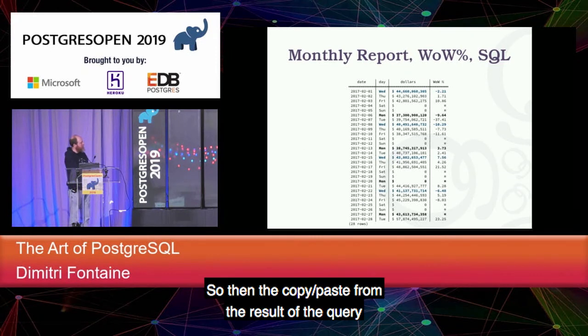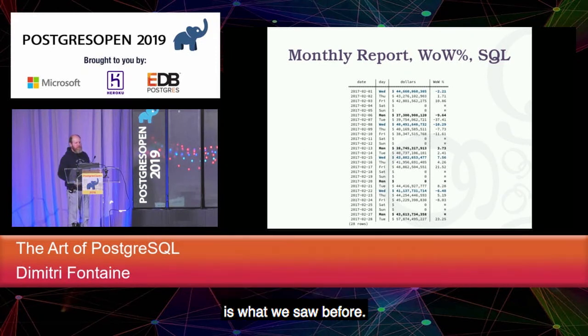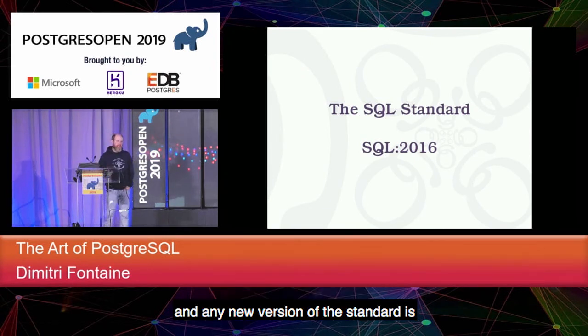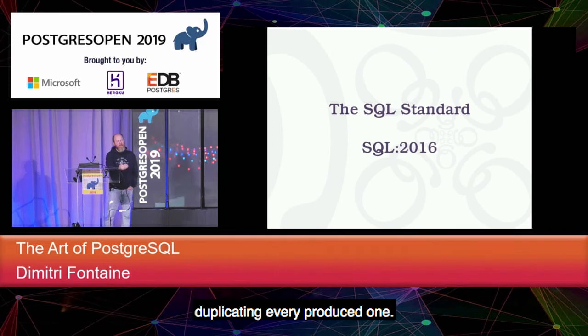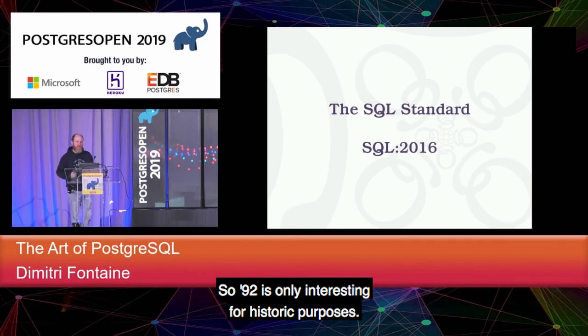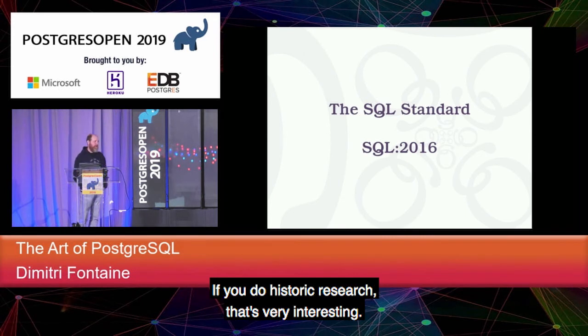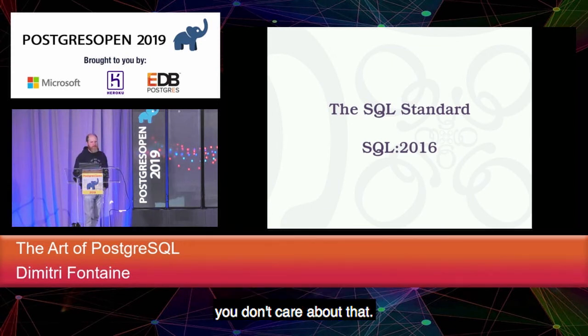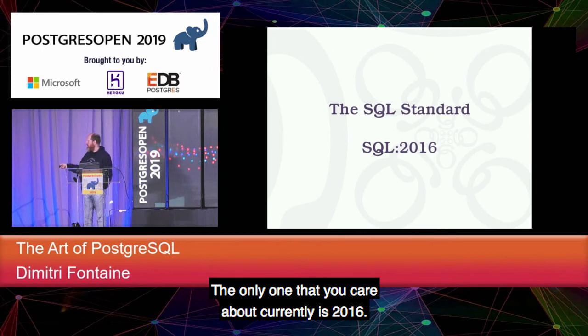So the copy-paste from the result of the query is what we saw before. And the SQL standard, the current version is 2016, and any new version of the standard is deprecating every previous one. So there is only one current version of the SQL standard. So 92 is only interesting for historic purposes. If you do historic research, that's very interesting. If you do production databases or application development, you don't care about that. The only one that you care about currently is 2016.